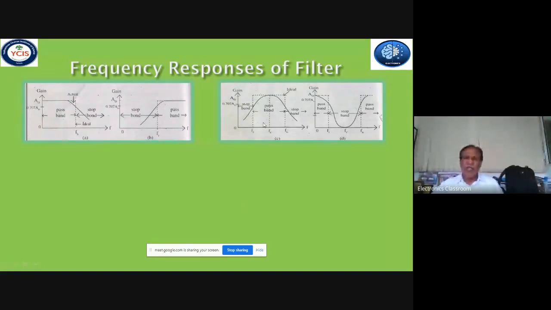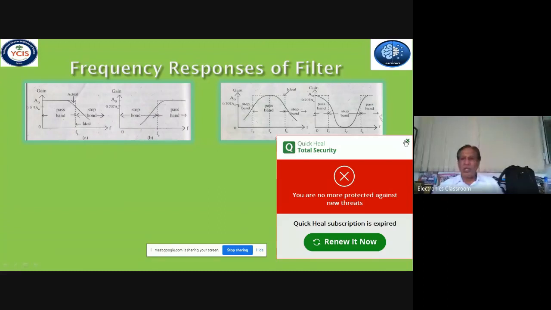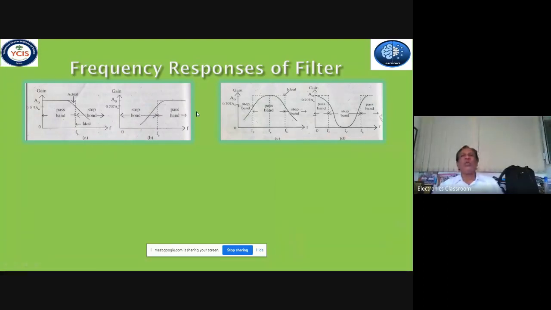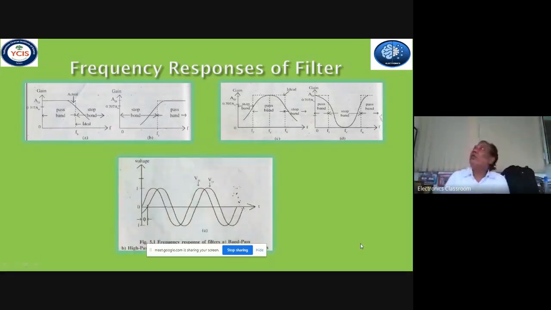So in each diagram of the band pass filter and the band stop filter, we observe two types of responses: the ideal response and the practical response. So this is all about the band pass filter and the band stop filter and their comparison. Next, we move to the last fundamental filter, known as the all pass filter.